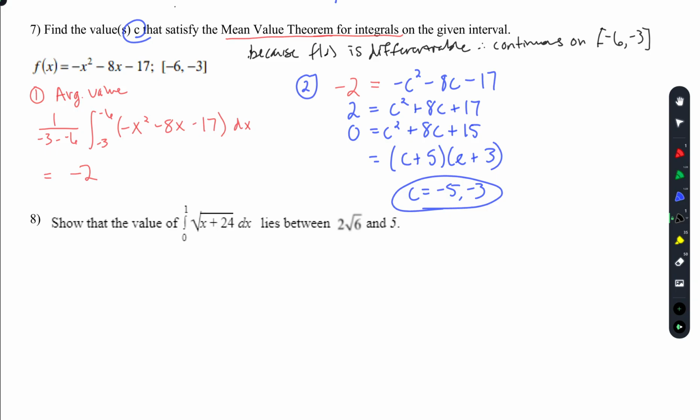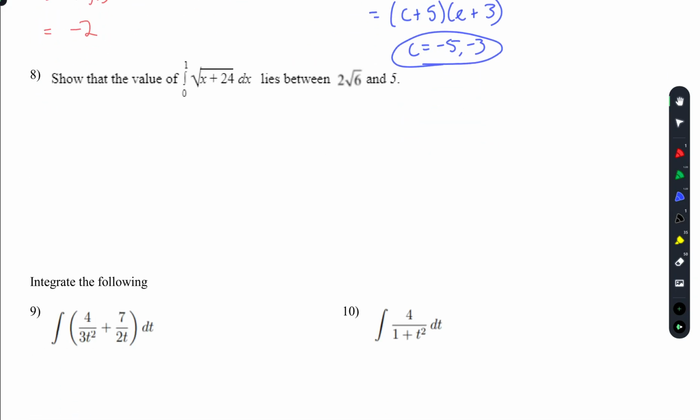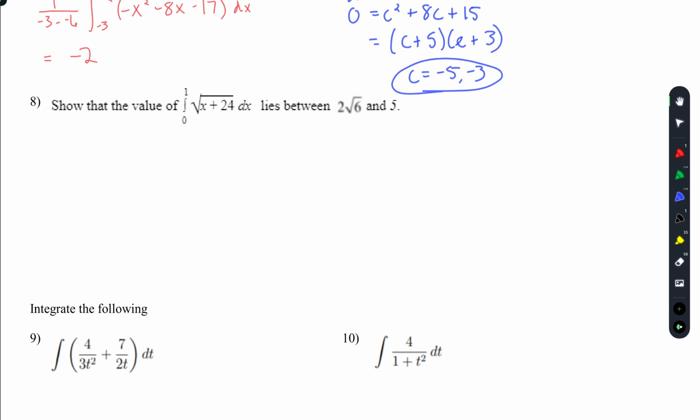An FRQ would be like giving you a chart for rate of change. It says mean value theorem for integrals. That's why. Okay, we'll do this last one. This one is show that it lies between.